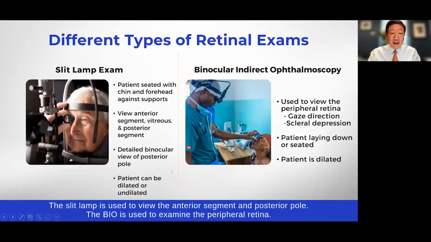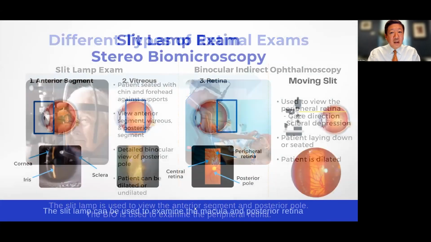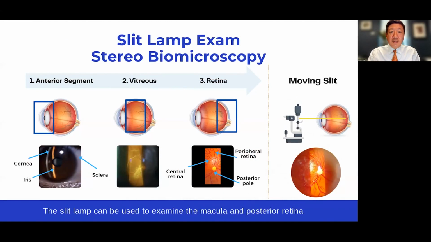So the slit lamp examination is used to look at the anterior segment and the anterior vitreous, which is terribly important, as well as the posterior pole. And the binocular indirect ophthalmoscope is used to look at the peripheral retina. So in a slit lamp examination using stereomicroscopy, we can again look at the anterior structures, including the angle, as well as the anterior vitreous, as well as the posterior pole.